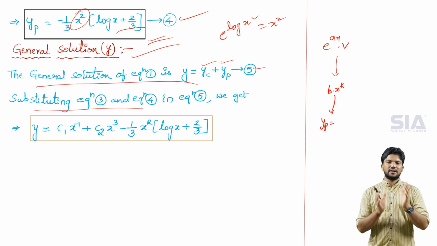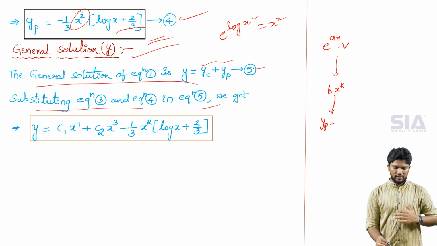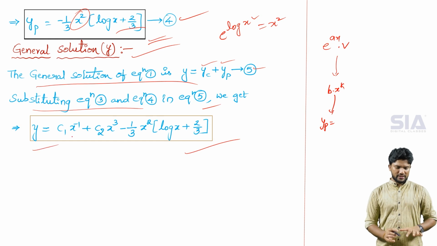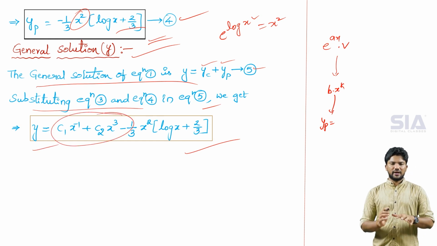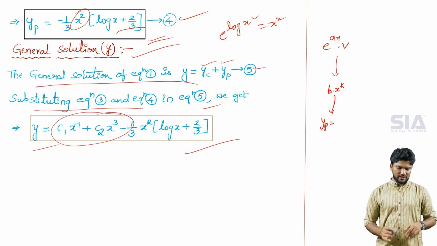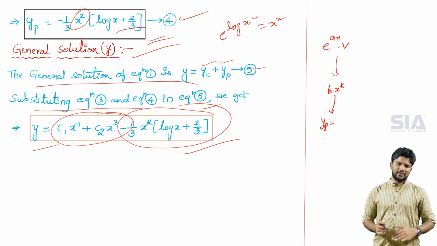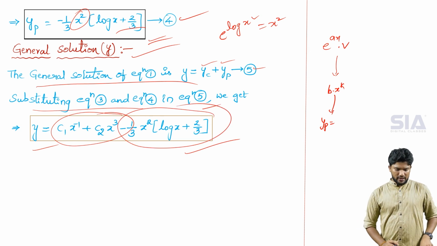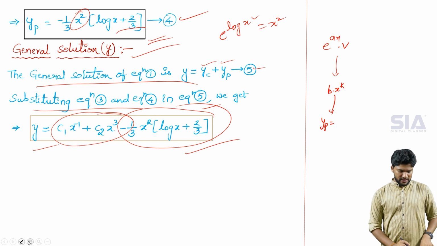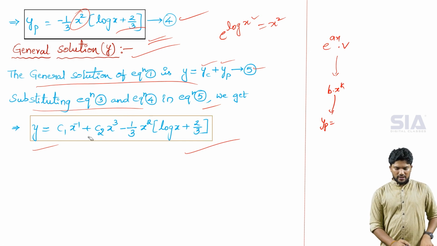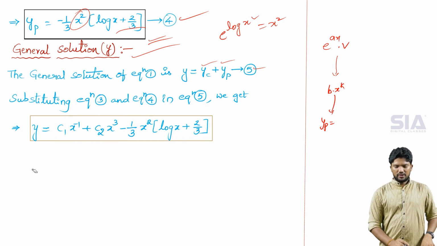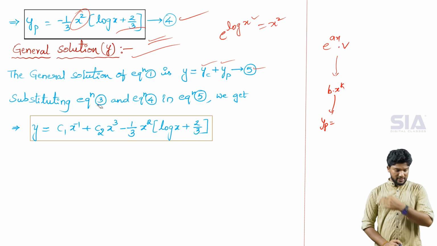Substituting equation number 3 and equation number 4 in equation number 5, you will get small y is equal to c1 x power minus 1 plus c2 x power 3, that is the complementary function, minus 1 by 3 x square into log x plus 2 by 3, that is the particular integral. So the total RHS is the general solution of the given Cauchy Euler equation of order 2. So this is the total explanation.